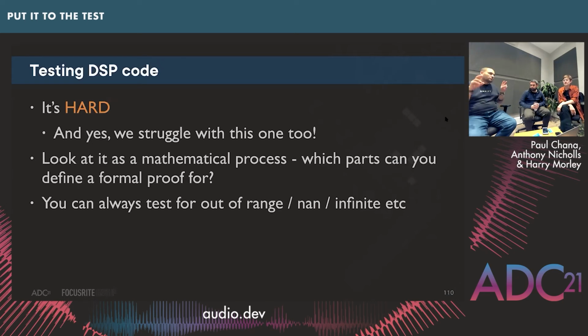For true DSP, things that I would put in that category are things like filters. I would start to approach it as a mathematical process. The likelihood is for those kinds of bits of code, you're either copying from some sort of formal proof, or you've created some sort of mathematical version of it. In which case you can directly reference that as the mathematical proof. And you can always test for out of range values, NaNs, infinites.